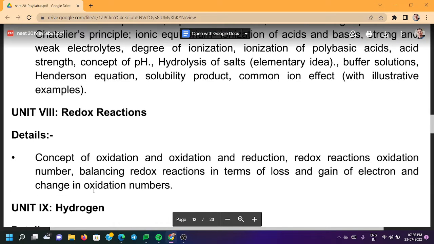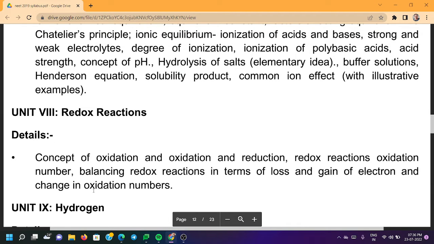Class 11 Chemistry Unit 8 Redox Reactions. Concept of oxidation and reduction. Redox reactions, oxidation number. Balancing redox reactions in terms of loss and gain of electrons and change in oxidation numbers.